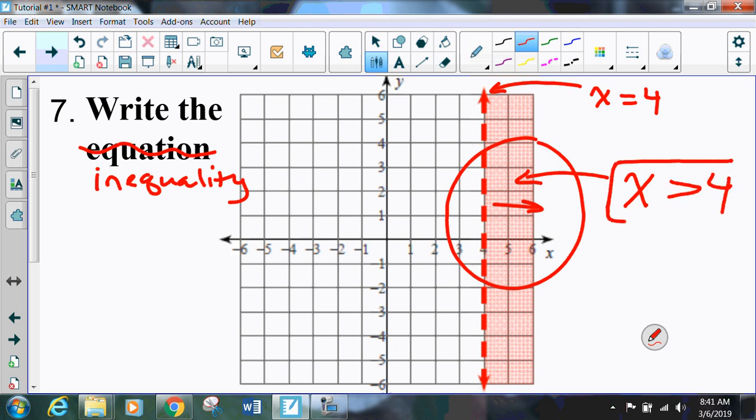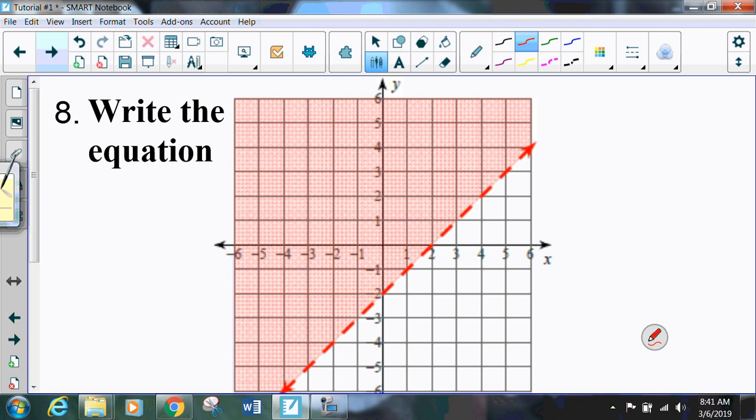Now, if there were a solid line instead of a dashed line, I would include the solid line underneath the greater than sign. I have a feeling that I made the same mistake. Write the equation. No! Write the inequality. What was I thinking? Okay.